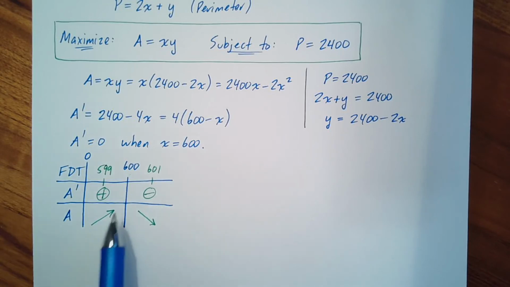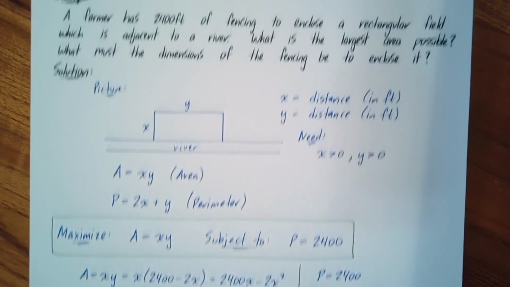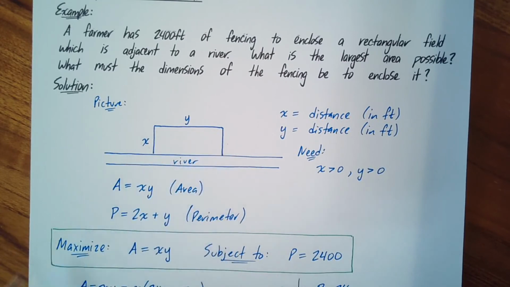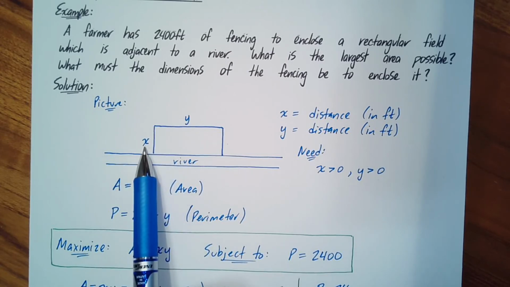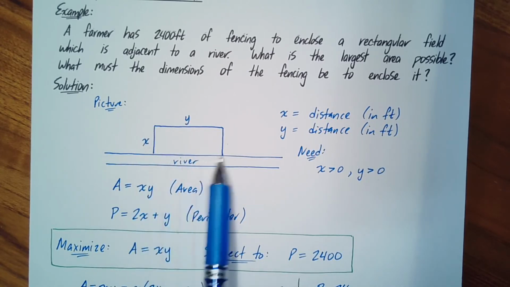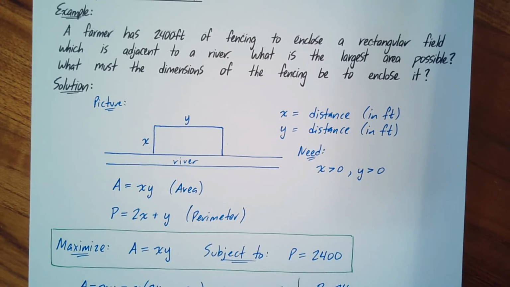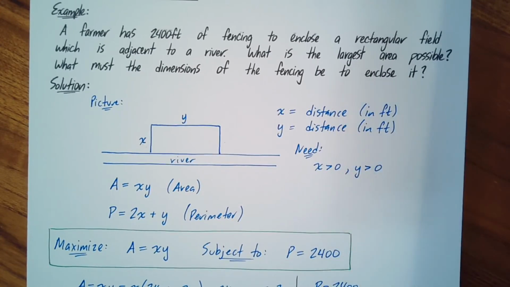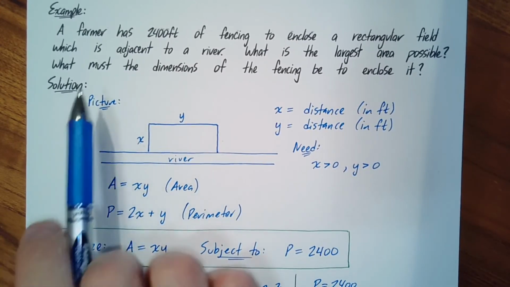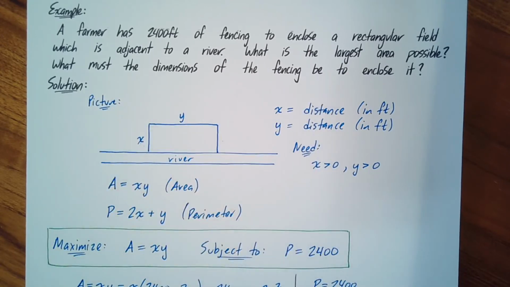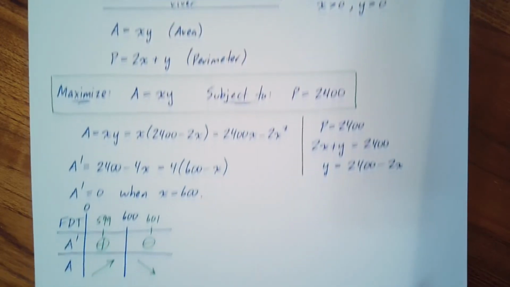But now we've got ourselves a local maximum, or at least we got the location of a local maximum. Let's use that value of 600 to get all the rest of the information, because that's only part of the story. If someone asked you, how do I build this fence so that the area is maximized, you're not just going to tell them what x is. You're going to tell them what x is, what y is, and what the area of the fence is. And in fact, that's what the question asked for. We're asked for the largest area possible, and we're also asked for the dimensions of the fence in order to enclose the largest area possible. So let's answer all those questions.